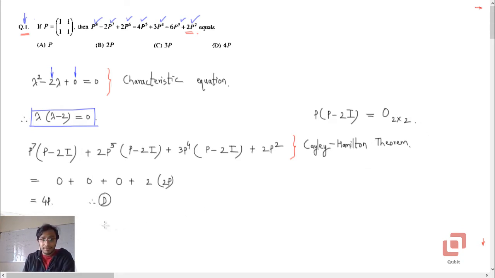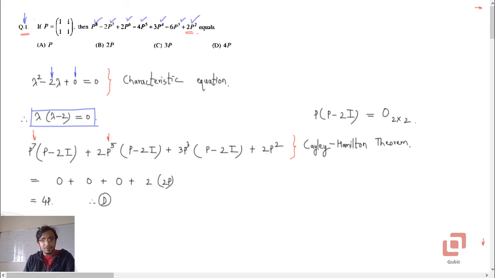Now what does it mean? It means that by using the properties of matrix multiplication, if we take P to the power 7 common from the first 2 terms, then 2 times P to the power 5 from the third and the fourth, and 3 times P to the power 3 from the fifth and the sixth terms, then we can take P minus 2I together. And then you will have plus 2 times P squared.